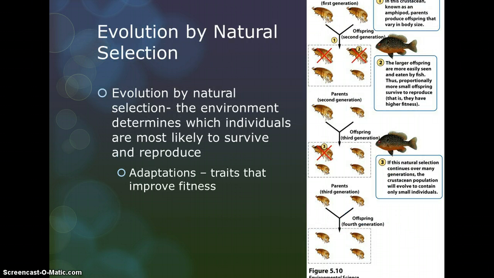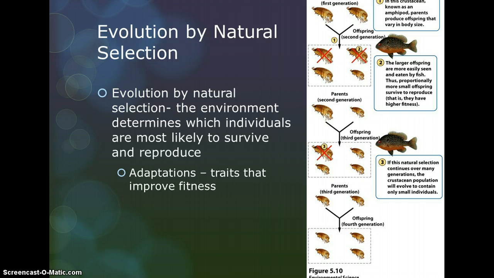Now let's shift and talk about evolution by natural selection. This is when the environment determines which individuals are most likely to survive and reproduce. Remember, those with favorable traits will survive, reach sexual maturity, and pass those traits on to their offspring. So any combination of traits that increases an individual's fitness is going to be favored in the environment.